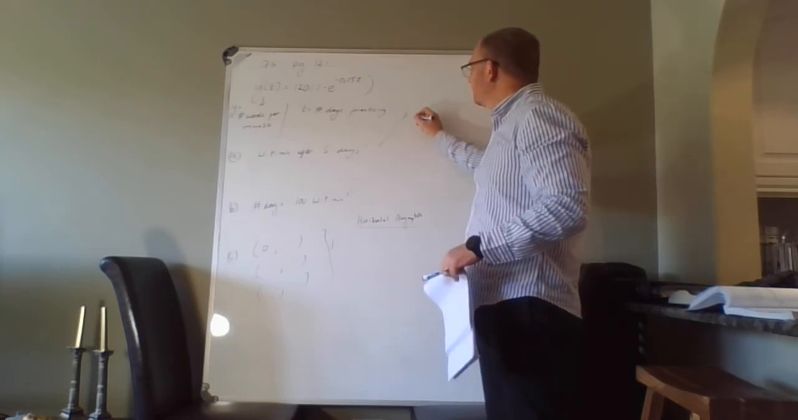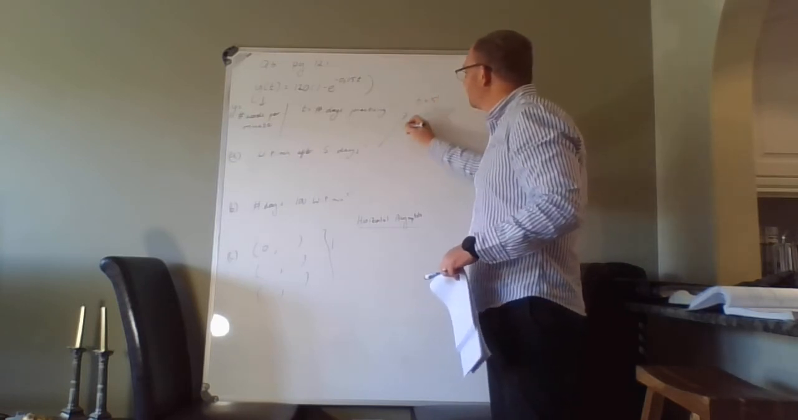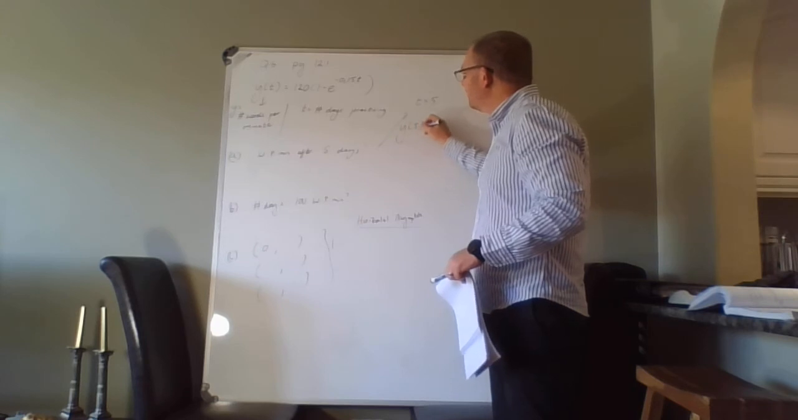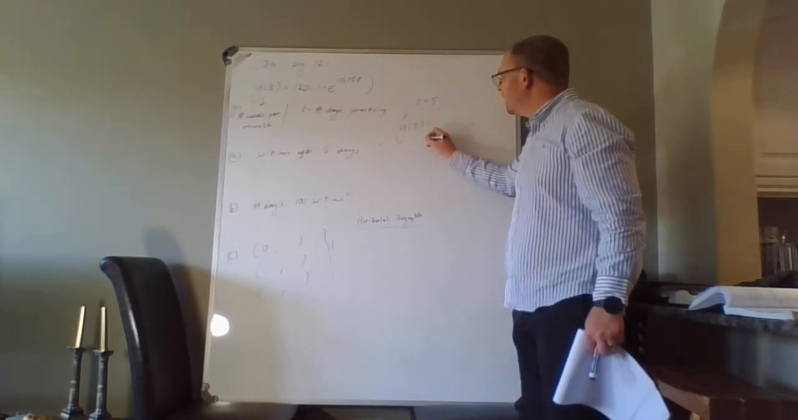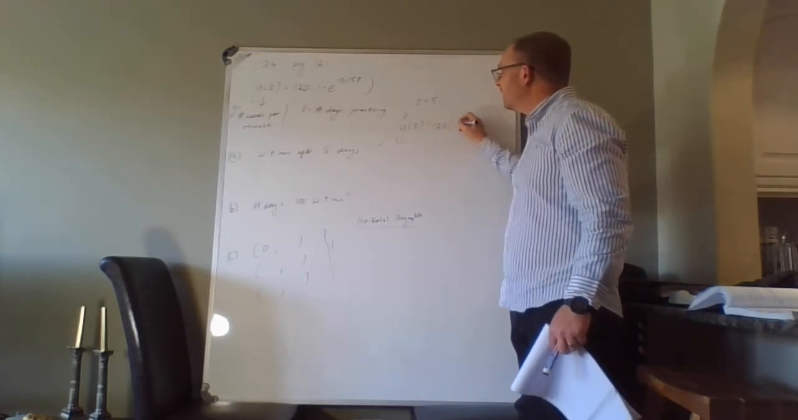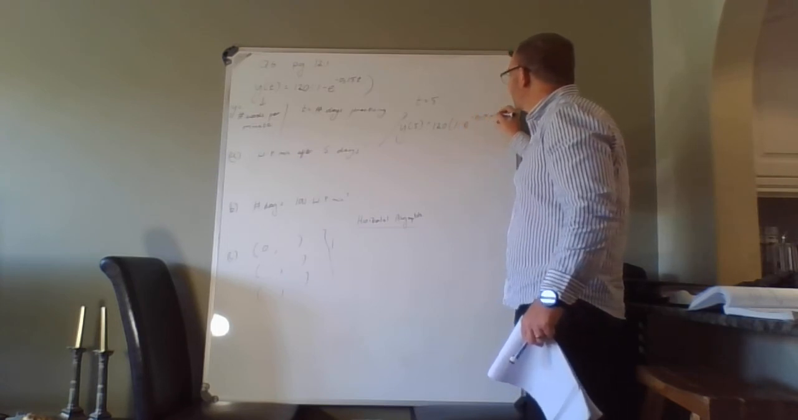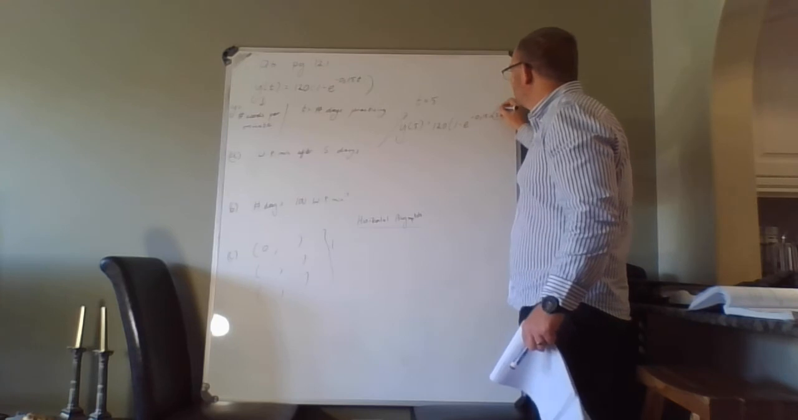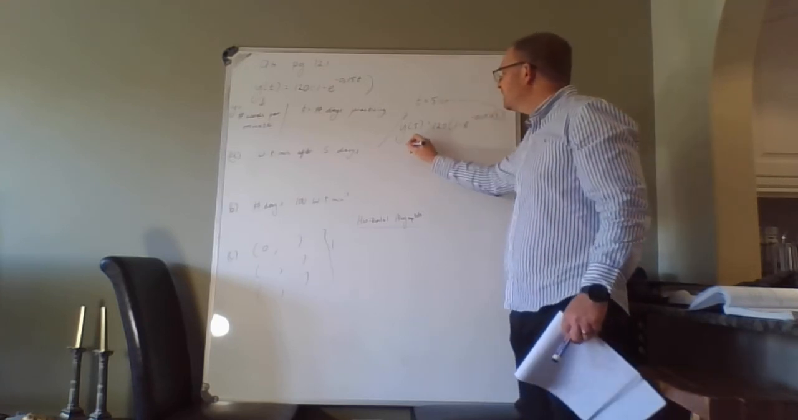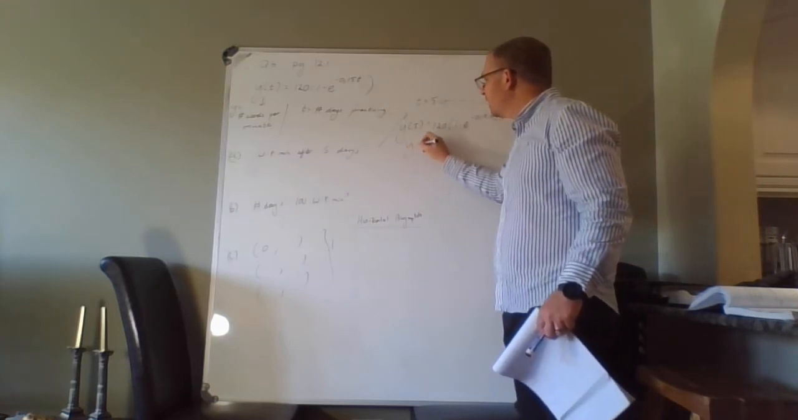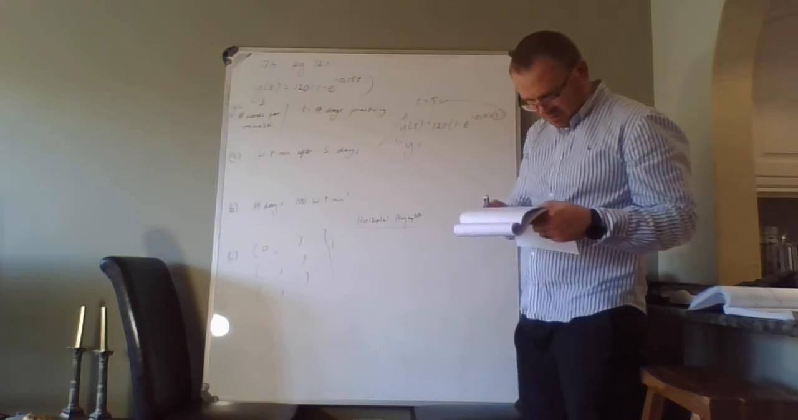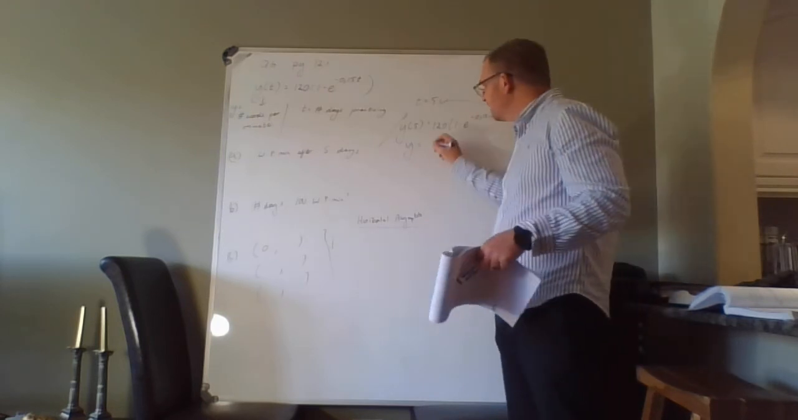After 5 days, we've got t is equal to 5, so we're looking for y of 5, which will be equal to 120 times 1 minus e to the negative 0.15 times 5. I've replaced t with 5, and if you enter that into your calculator, you get y is equal to 63.